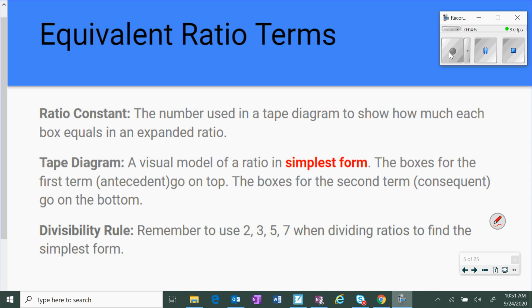And then don't forget your divisibility rules. Remember, always use 2, 3, 5, and 7 with dividing ratios to find it in the simplest form. We're going to hit both of these a lot more as we go through today's lesson. They're going to make a lot more sense to you, but now you know exactly what those things are when you look back.